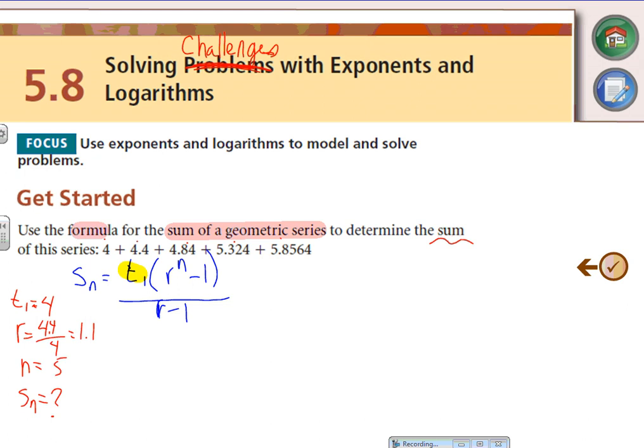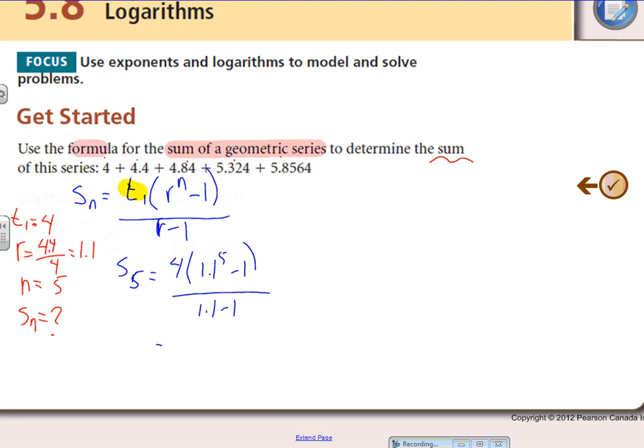And then we just plug it straight into the formula. So S of the first 5 is equal to 4 multiplied by 1.1 to the 5 minus 1, over 1.1 minus 1. Then we just hammer that into the calculator, making sure you got your brackets right. And the sum of the first 5 there is 24.4204. Again, check to make sure that you can do this by punching it into your calculator yourself. Don't just blindly copy.